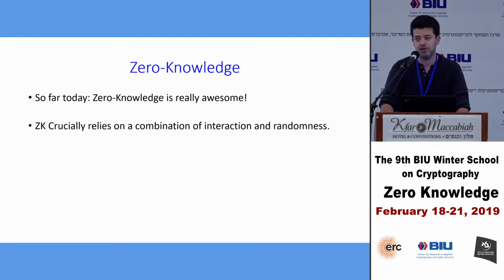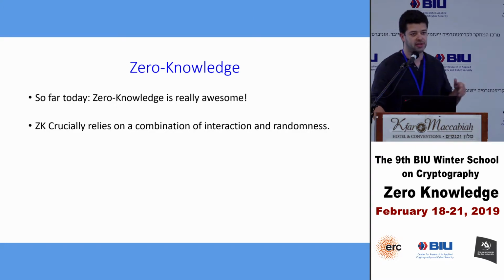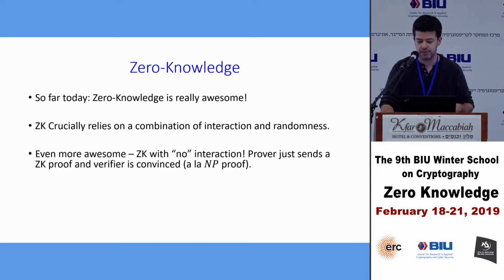And what Alon showed us in the morning is that zero knowledge actually crucially relies on this combination of interaction and randomness. And as the title of the talk suggests, we're going to focus on this aspect of interaction and how much interaction is necessary.